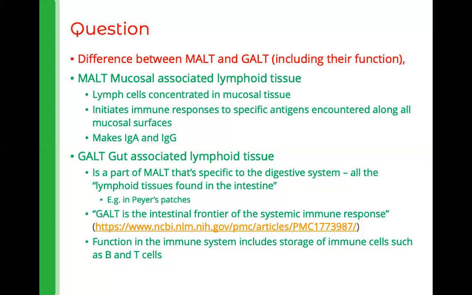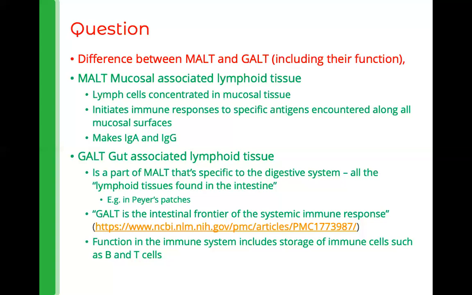I hope it does. But the GALT then, which is the gut-associated lymphoid tissue, is a part of MALT. So there's loads of different types of it, actually. Like there's SALT and there's loads of different ones. But it's specific to the digestive system. So others would say it's all the intestine, basically the digestive system, you know, the gut associated.